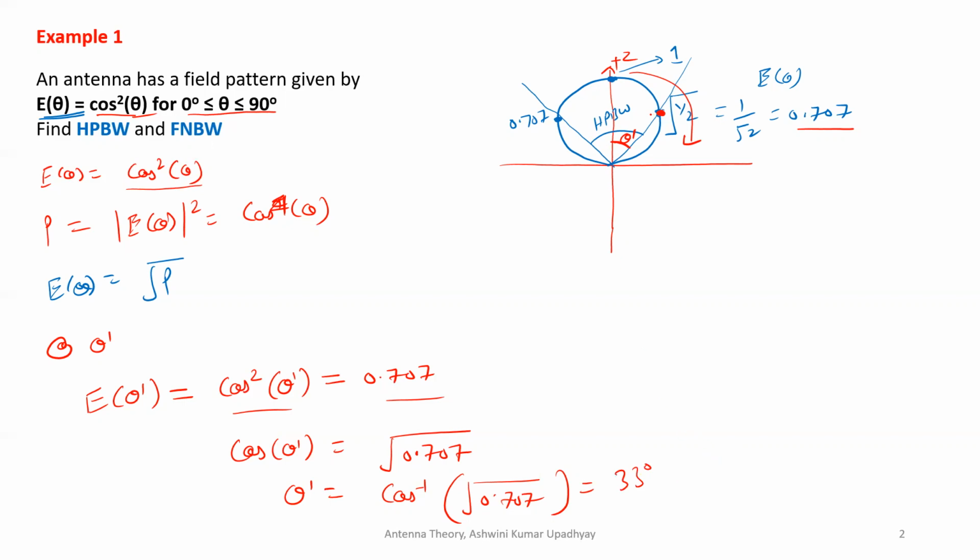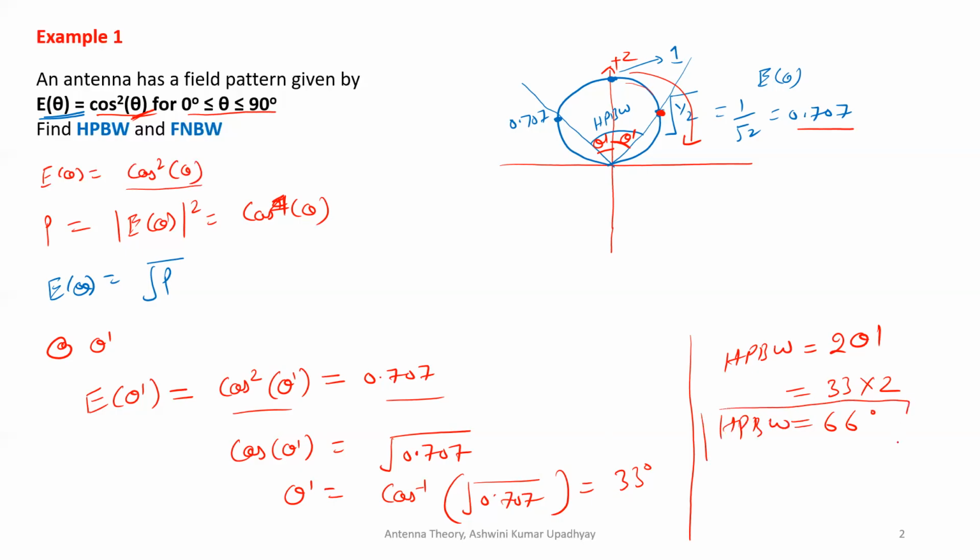And since you know that on both sides this graph is going to be symmetric, because as I already told you, there is no expression for phi in this expression of E, your radiation pattern is going to be symmetric in the horizontal direction. So this angle will also be theta dash. So we can say that your HPBW, or half power beam width, is nothing but 2 theta dash, which is equal to 33 into 2, which is equal to 66 degrees.